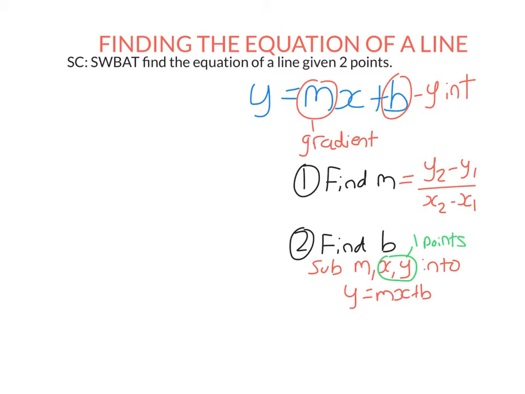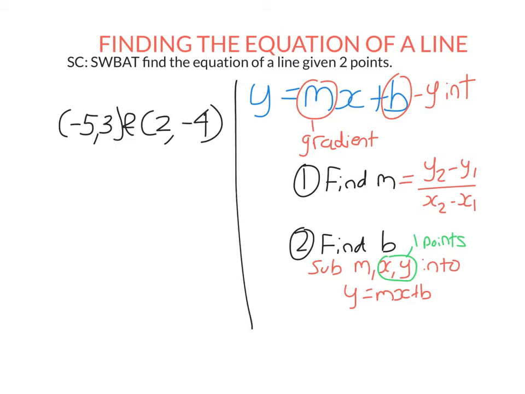All right, let's look at an example. So let's say I'm given these 2 points. Now it turns out there is one and only one line that will go through both of these points. We are going to find its equation by finding m and finding b. So first step, we're going to find m.